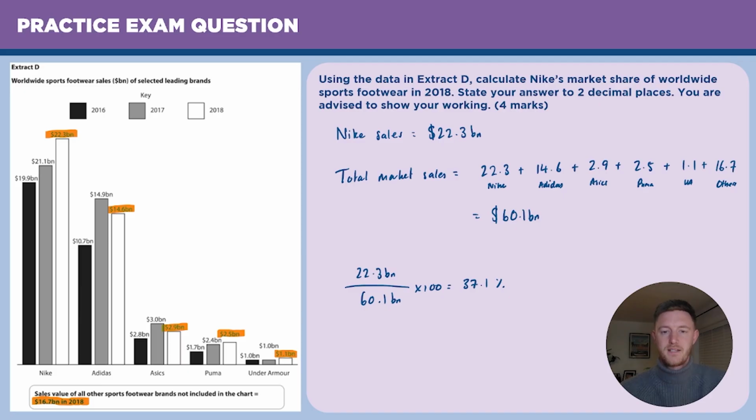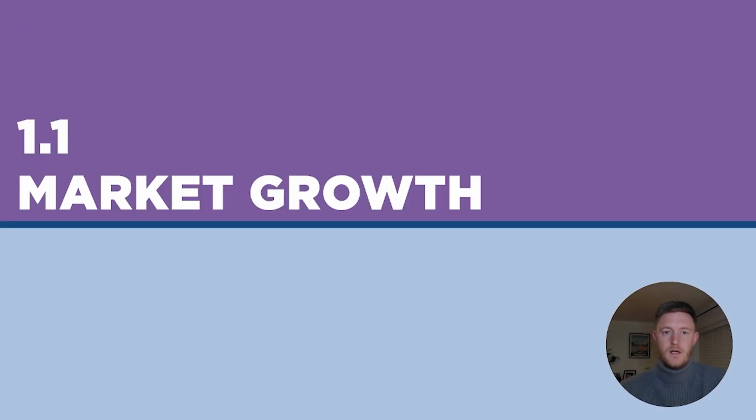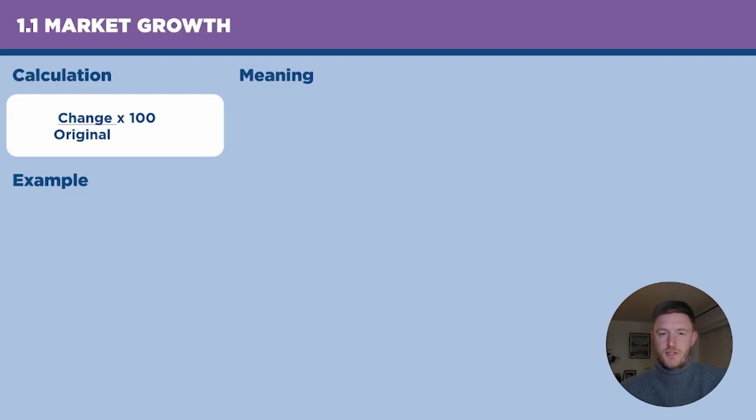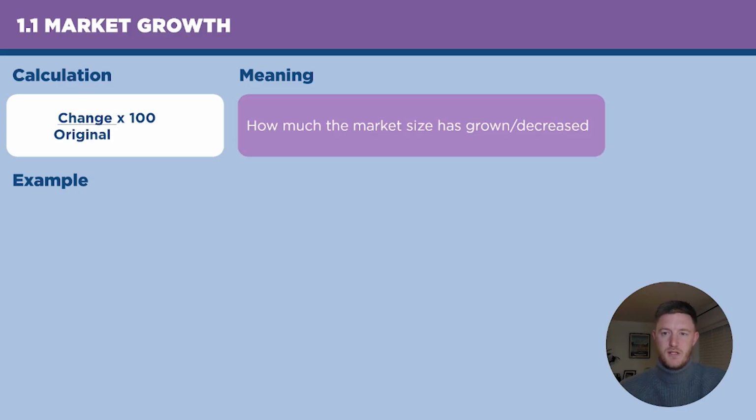Okay? That's kind of the gist of how this video is going to go. Hopefully that's pretty easy to follow. So market growth. Calculation is change over original times by 100. I guess I've had to go with a general one there just because this can be applied in so many different ways. So it is effectively about how much the market size has grown or decreased. Usually these markets are growing.